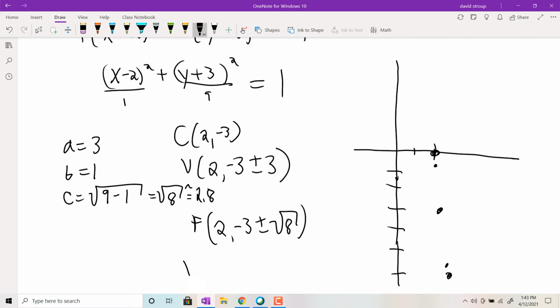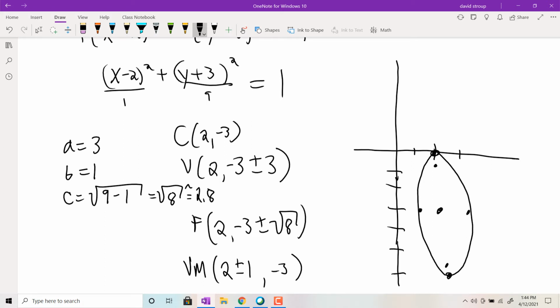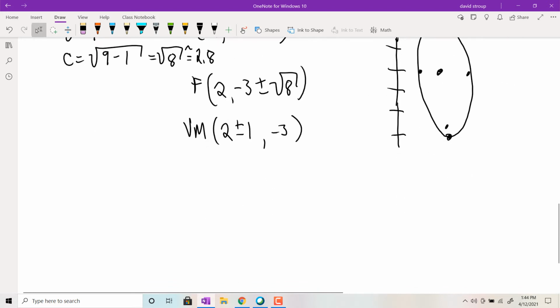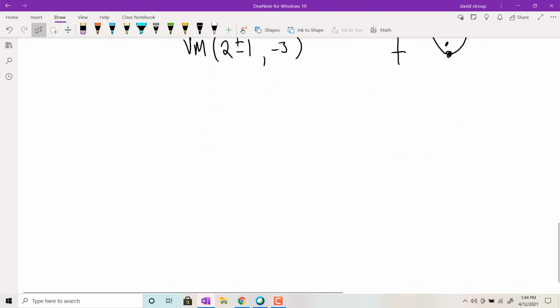And then finally, the minor vertices, which I just say VM. I have to manipulate the x-coordinate of the center, so 2 plus or minus 1, comma, -3. Okay, so plus or minus 1 will push me over there, and then push me over here, and then you connect your dots. Make sure the foci are inside the ellipse. Okay, and there's the picture. Okay, so I should see 1, 2, 3, 4, 5, 6, 7 little dots, and then the ellipse flying around there. Okay, let's move on to the hyperbola. So sketch then the hyperbola.